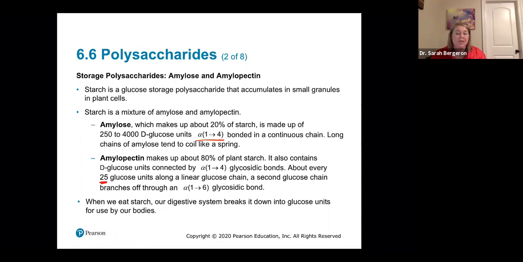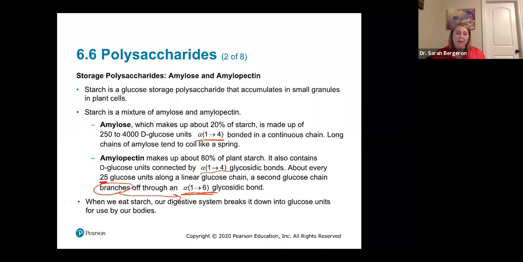The rest of the starch is called amylopectin. And it also contains D-glucose, and it's also connected by an alpha 1,4 glycosidic bond, so that's the same. But what's different here is that about every 25 glucose units, there's a branch. So you have glucose unit after glucose unit after glucose unit on this really long chain, and you're going to have a branch come off. And this branch is through a different bond, because you can't branch off of the same bond. And that's an alpha 1,6. So this is the branch. The branch is our alpha 1,6 linkage.